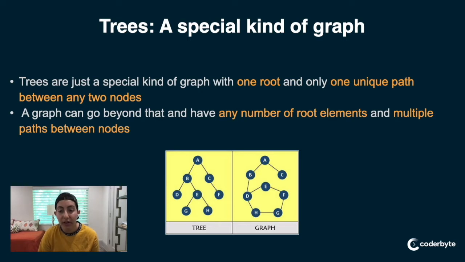However, in the graph on the right, if you're trying to get from node A to G, there are different paths that you could take. You could go through nodes E and F, or you can go through node H, and both are valid paths. So that is the main difference between a tree and a graph.